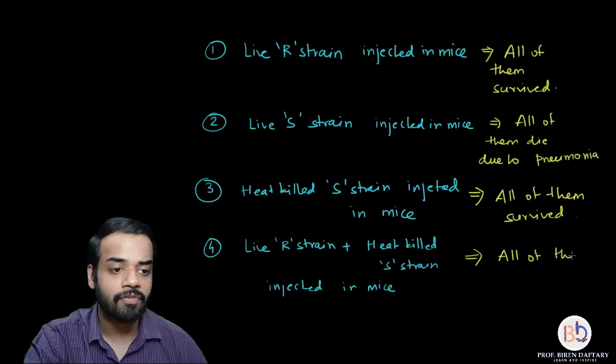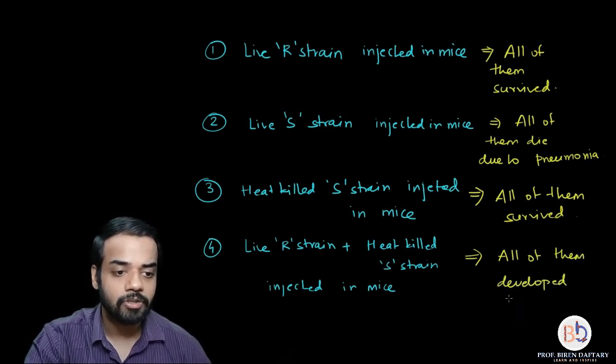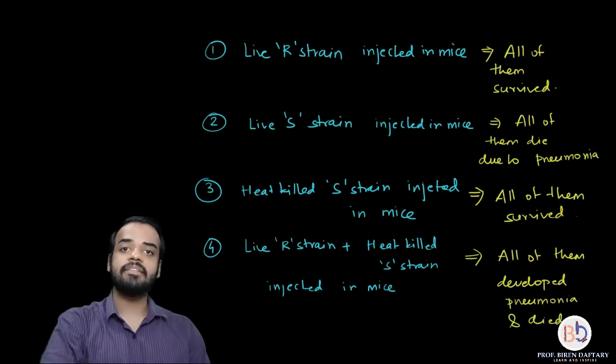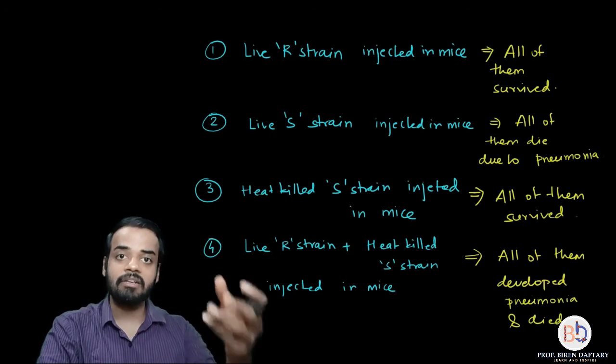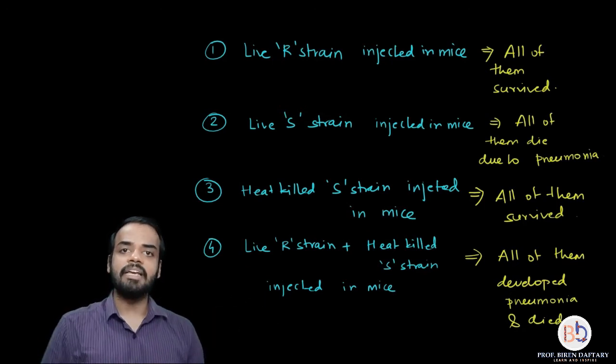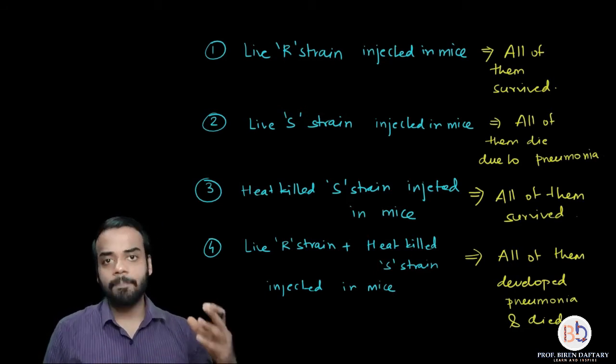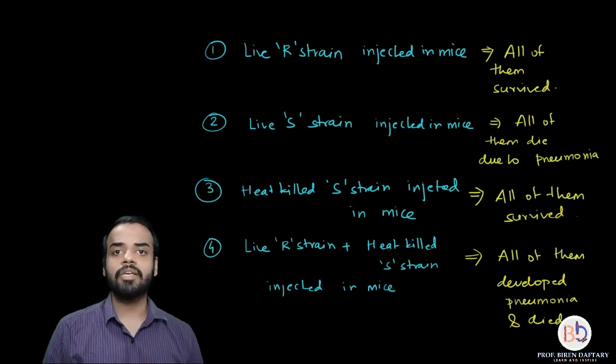So let me write it down. All of them developed pneumonia and died. So you can see this is something which was surprising for Griffith, and even when we are learning it right now, it is surprising that individually the R strain and the heat killed strain, they do not cause anything. They do not cause pneumonia in the mice. Okay, then how come when both of them are being mixed, the mice are developing pneumonia and they are dying?